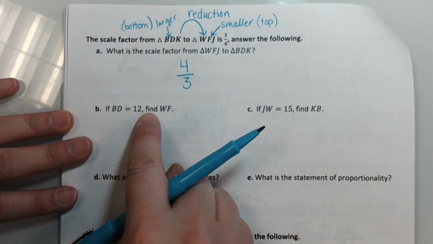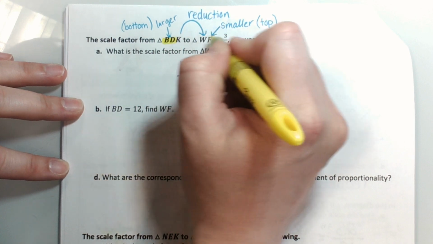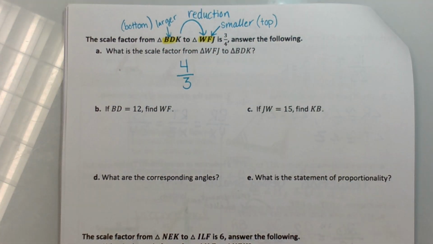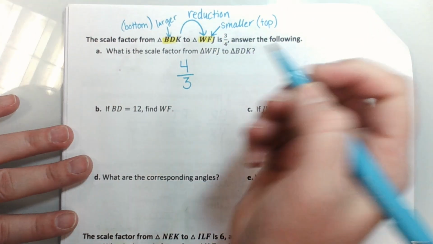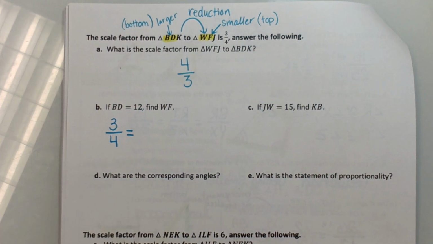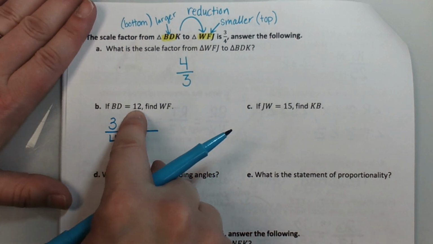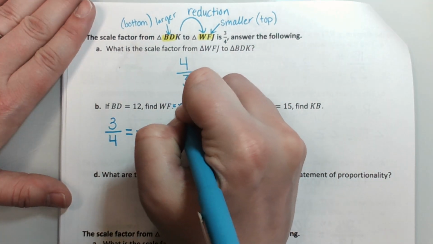BD is equal to 12, find WF. First off, BD and WF are corresponding sides: first two letters, first two letters. You can find corresponding sides if you know a scale factor and you know the corresponding one by using the scale factor to make a proportion, to make a fraction equal to a fraction. You set 3/4 equal to a fraction that includes 12, and for WF, we call it X.